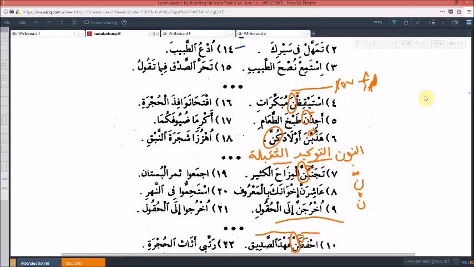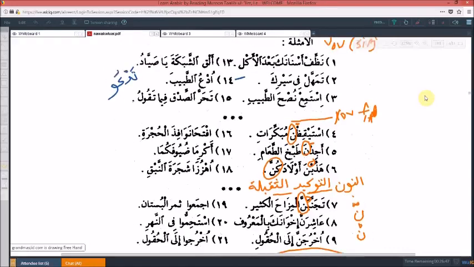Ud'u at-tabib. It should be ud'u or ad'u. It should be tad'u. Tad'u at-tabib. That is, you call, but that's not a command. That's just a fi'l mudari. Tad'u at-tabib has a waw at the end, so this is a fi'l mu'tal al-akhir. Right? So ud'u at-tabib, this has a dhamma on it.